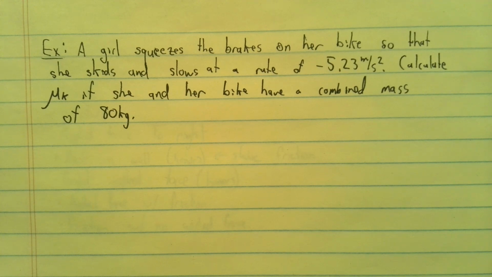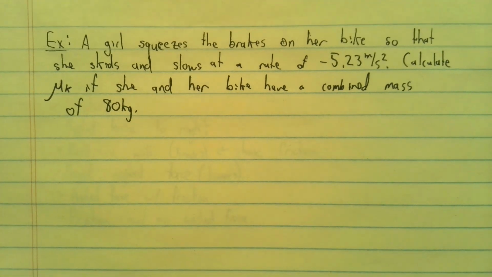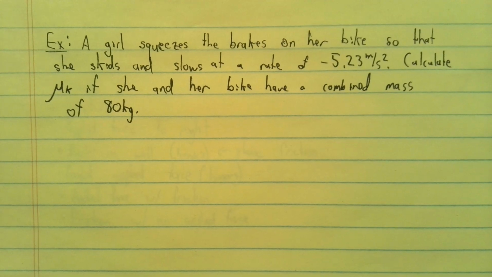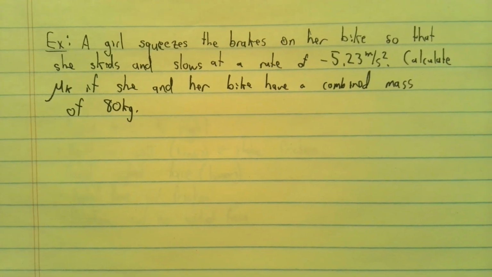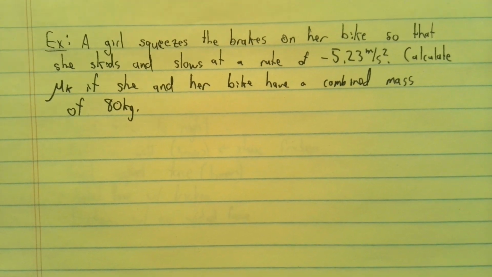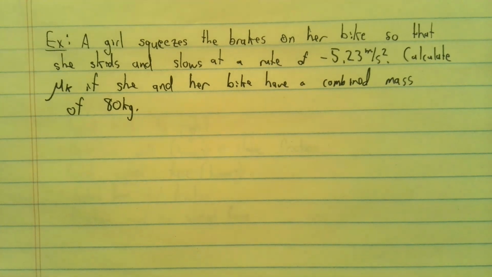I'll read that again. A girl squeezes the brakes on her bike so that she skids and slows at a rate of negative 5.23 meters per second squared. Calculate mu k if she and her bike have a combined mass of 80 kilograms.